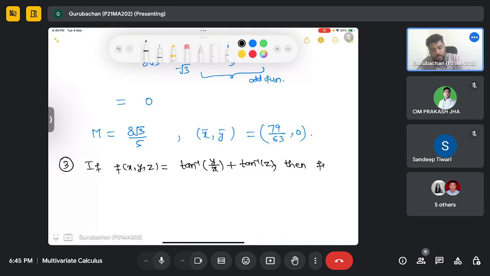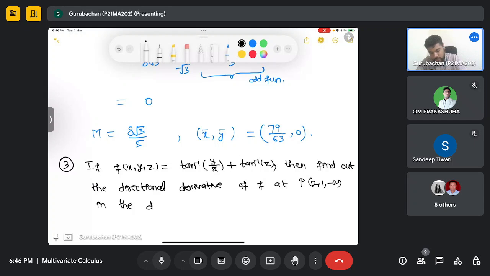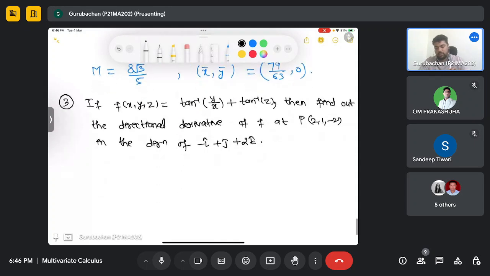Then find out the directional derivative of f at point P, that is 2, 1 and minus 2, in the direction of minus i cap plus j cap plus 2k cap. Find out this directional derivative at the point 2, 1, minus 2 in the direction of this vector. So what is the formula of directional derivative?